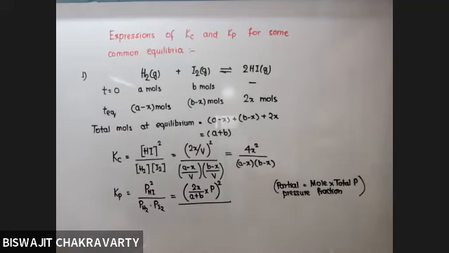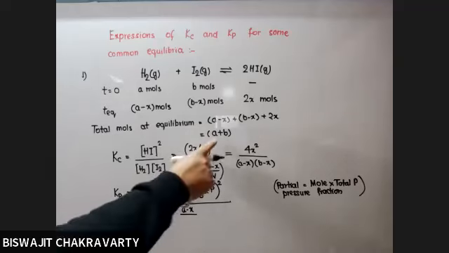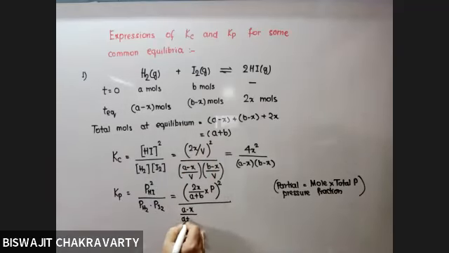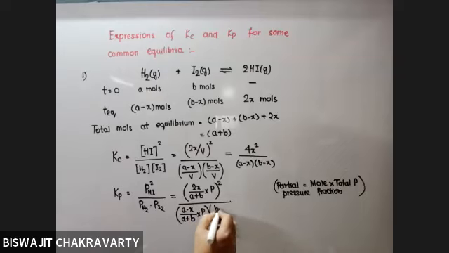Can you tell me what expression should I write for PH2? Same way. What is the number of moles of H2 at equilibrium? A minus X. And what is the total number of moles at equilibrium? A plus B. And total pressure is the same for all. Similarly, for I2 it will be B minus X over A plus B into total pressure. Clear?